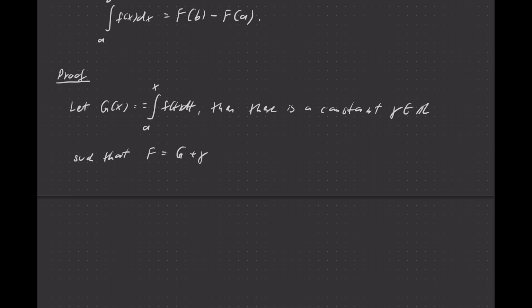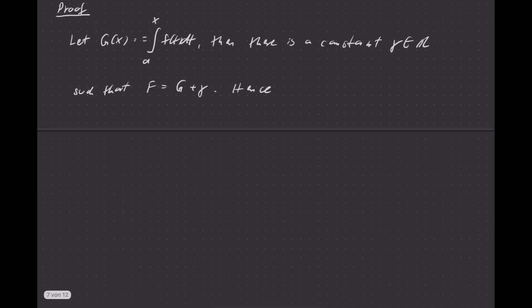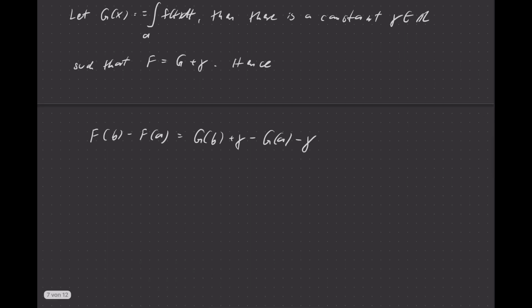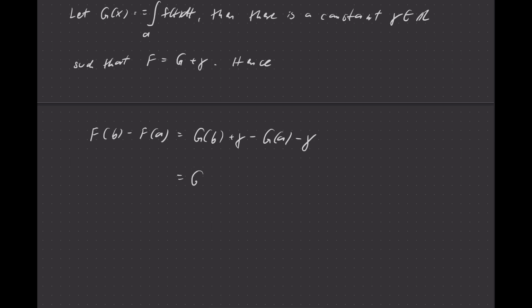F and G are both antiderivatives of the same function, small f, so they differ by a constant, and that constant is gamma. Now that's the case, we can make the following computation. If we have a look at this expression F of b minus F of a that appears in that theorem, that is then exactly equal to G of b plus gamma minus G of a minus gamma. So plus gamma minus gamma cancels out. We're left with G of b minus G of a.